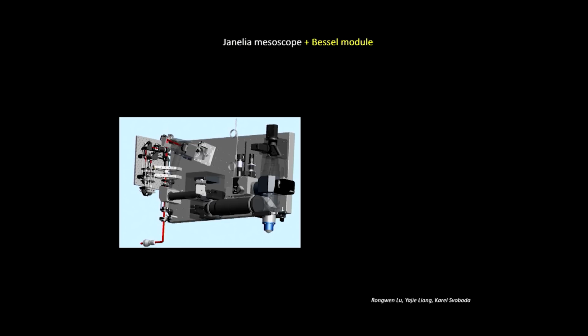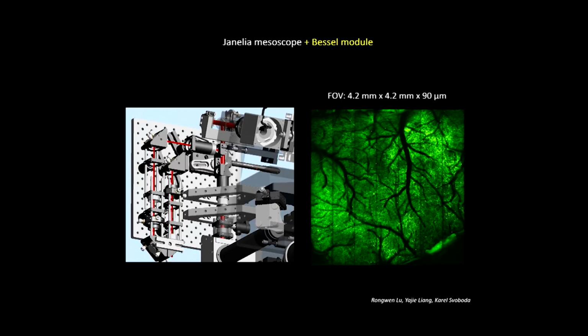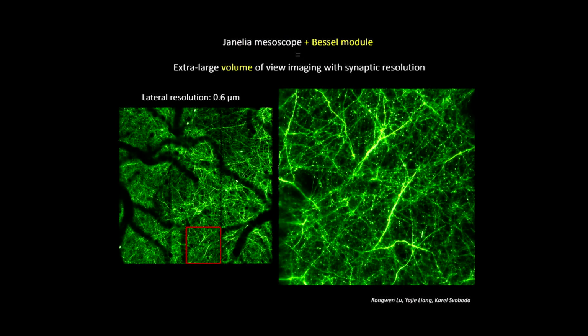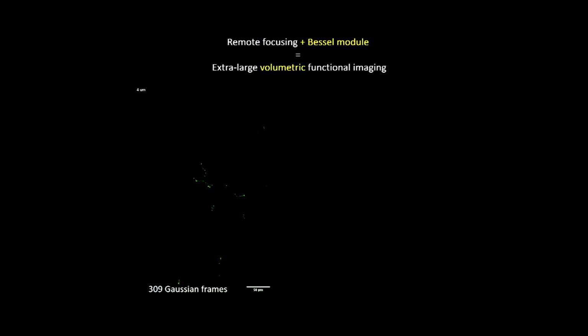So we can combine the Bessel module with the mesoscope. This is what the whole module looks like relative to the microscope. And now we can probe a very large volume of neurons at very high resolution. For example, here we'll keep zooming in into this very large field of view, and you can still see we maintain the resolution to see dendritic spines. And just a few nice movies.